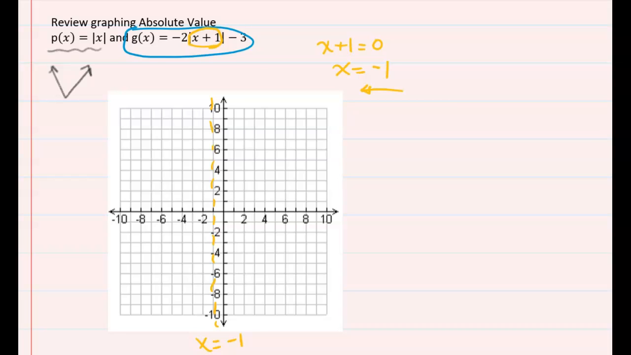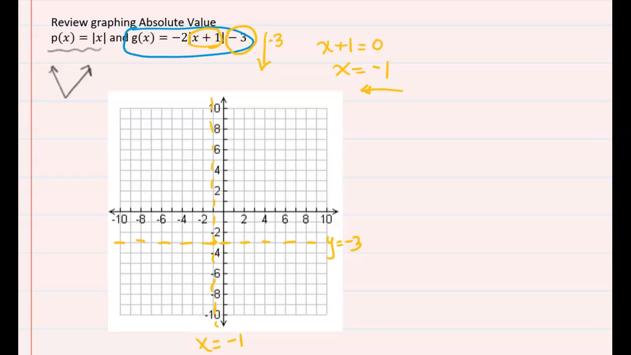Then I'm going to look at my vertical shift, which is minus 3, and that means I'm going to go down 3 units. That's at y is equal to negative 3. That's going to be my horizontal axis, and that makes up my new origin. So my new origin is right here, at the point negative 1, negative 3, because we went down 3 units.